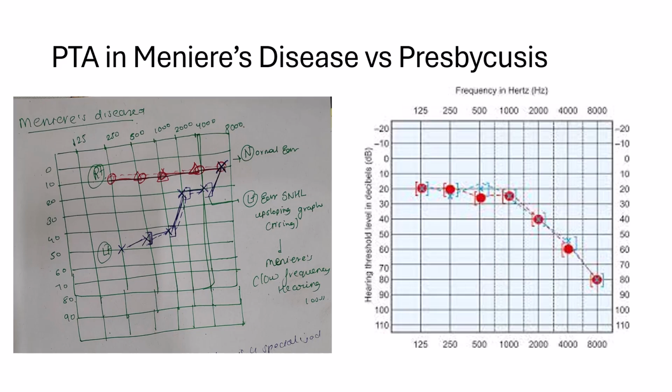Now, when we compare Meniere's disease versus presbycusis on PTA, Meniere's disease typically shows a low frequency SNHL early on, whereas in presbycusis, you see age-related loss that affects high frequencies first. Tracking this over time helps in diagnosis and management.